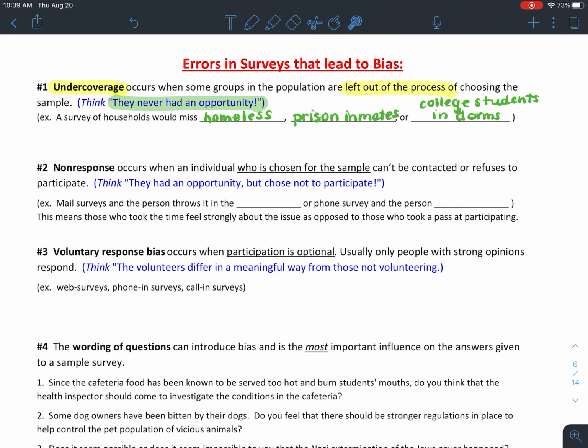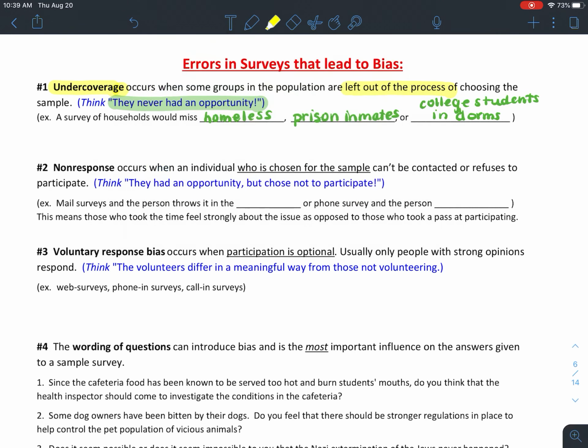When you do things at random, and it does depend on what your population is, but if the population is all of the people in an area, then this would have some undercoverage because these are people possibly in the area that would never have had an opportunity to have been chosen.